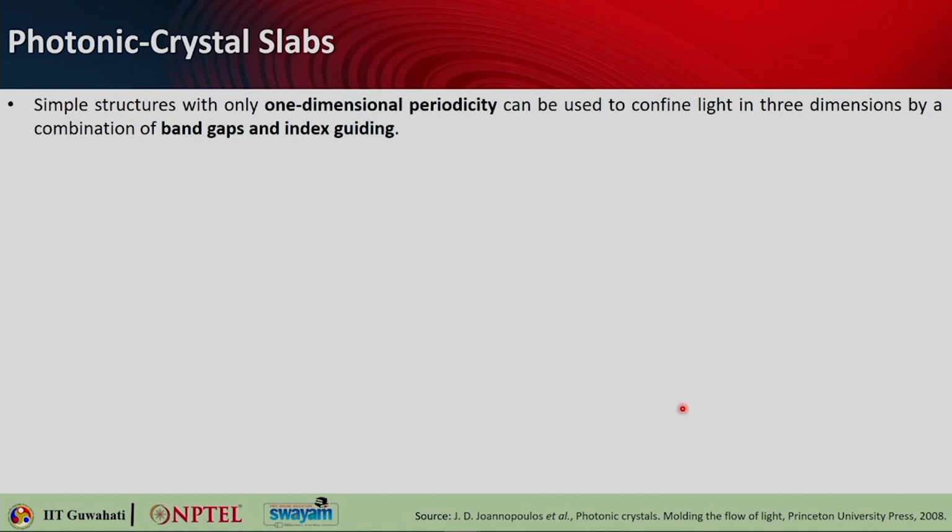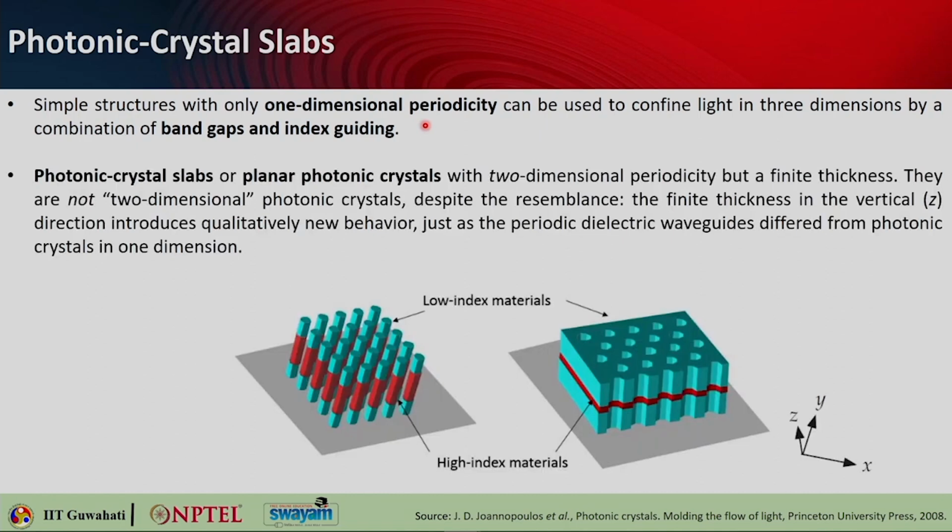Now, let us look into another type of application of photonic crystals, which are photonic crystal slabs. These are simple structures with only one dimensional periodicity that can be used to confine light in 3 dimensions by a combination of band gap and index guiding. So, remember that photonic crystal slabs, or planar photonic crystals, have 2 dimensional periodicity, but a finite thickness. Because they have finite thickness, they are not exactly 2 dimensional photonic crystals. In 2 dimensional photonic crystals, we assume that they can be infinitely tall.